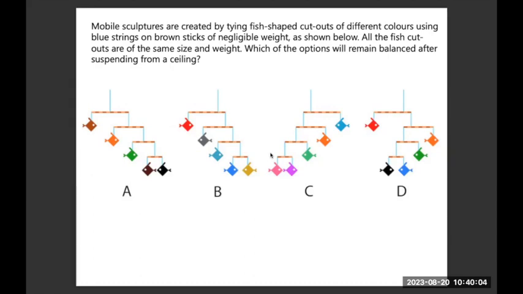You're given sculptures. You have to assume that all the fishes are of equivalent weight. Mobile sculptures are created by tying fish-shaped cutouts of different colors using blue strings on brown sticks of negligible weight. Assume the blue strings and brown sticks are of negligible weight. All fish cutouts are of the same size and weight. Which options, which means one or more options are possible, will remain balanced once they are suspended from the ceiling?